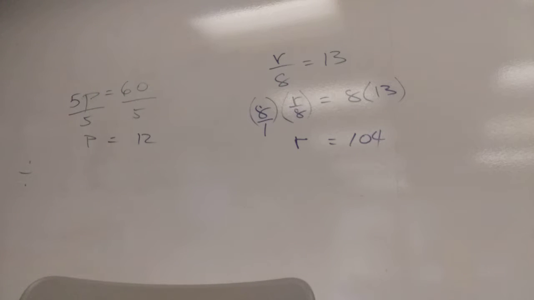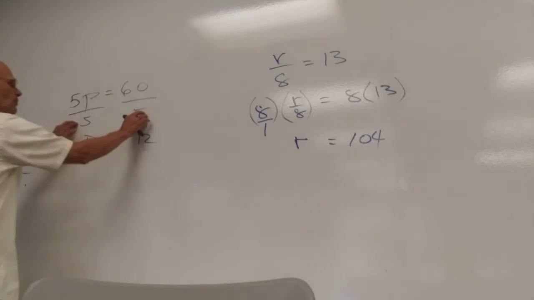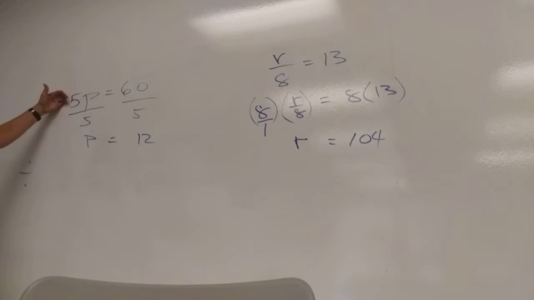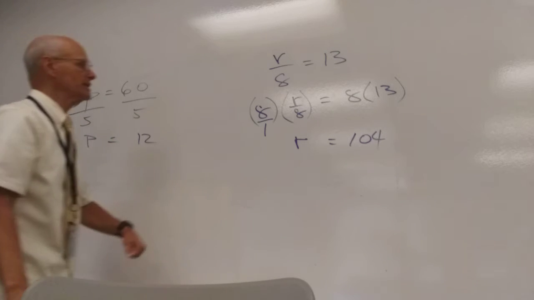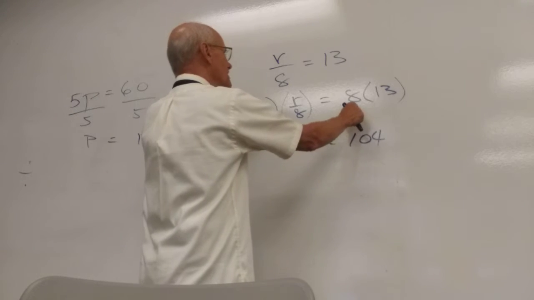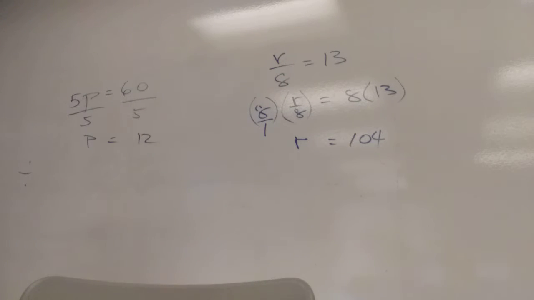So we've done 4 problems. We did one where you added on both sides, because it's the opposite of subtracting. We did one where we subtracted on both sides, because it's the opposite of add. We did one where we divided on both sides, because that's the opposite of multiply. We did one where we multiplied on both sides, because that's the opposite of divide. You know what to do because you do the opposite.